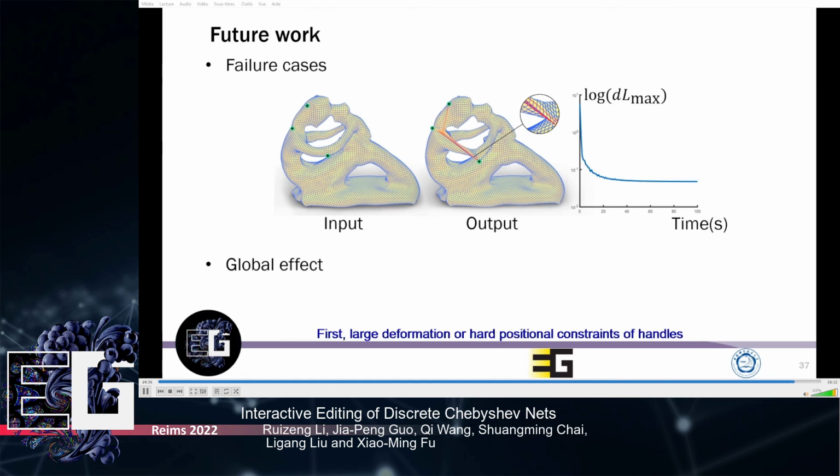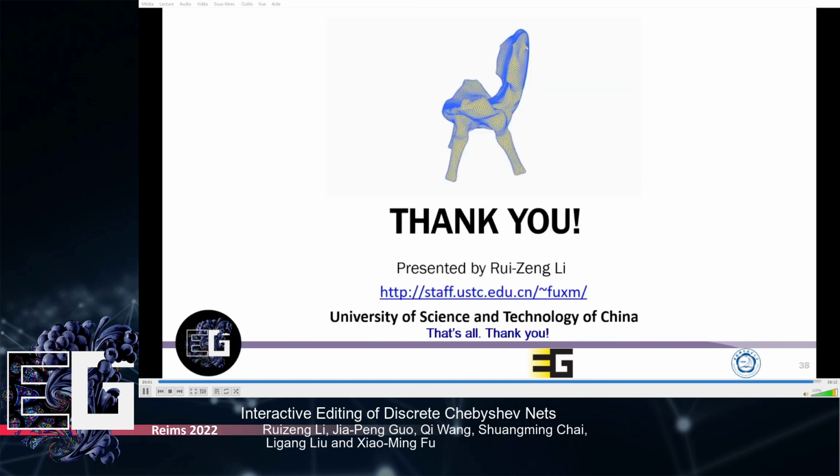There are some future works which are not solved. First, large deformation or hard positional constraints of handles may cause the algorithm to fail, and the net may collapse, since we cannot guarantee isometric deformation. Second, when moving a point handle, it appears that the shape is globally affected even if the vertices are far away from the handle. How to control this is an interesting future work.